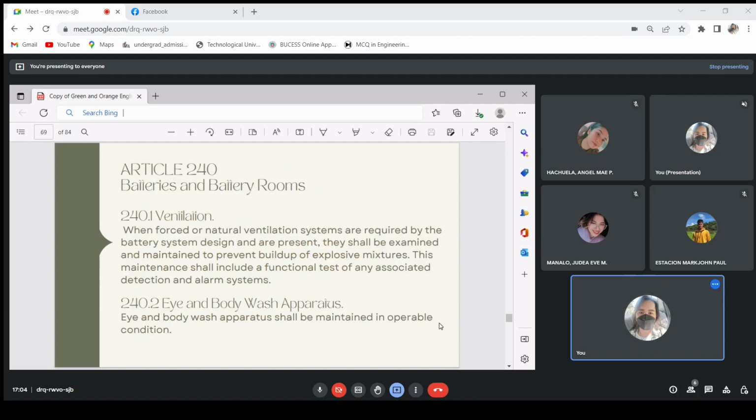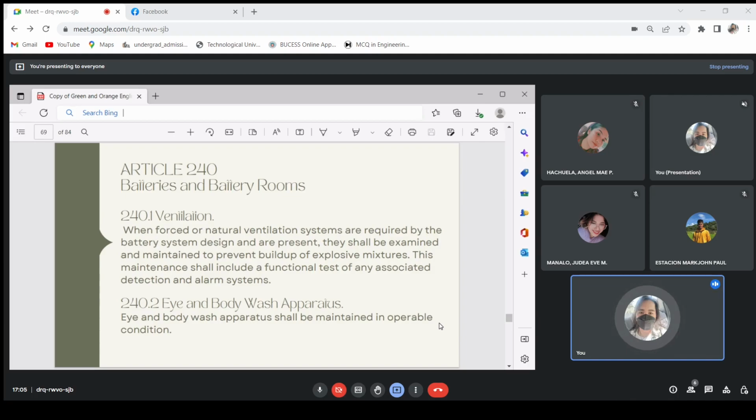So Article 240, batteries and battery room. Ventilation. Sa mga battery room, naglalagay tayo ng mga ventilation. So preferably natural ventilation system. Ang ginagawa nito para to prevent build-up explosion. So naglalagay tayo ng mga ventilation kasi bawal din sa atin kulob doon. And sa NFPA nandito ang ventilation. Pero sa atin naman, may nakasaad naman tong ventilation natin sa RA 9514 or the National Fire Code. So nakasaad sa section 10.2.7.2 ng National Fire Code.